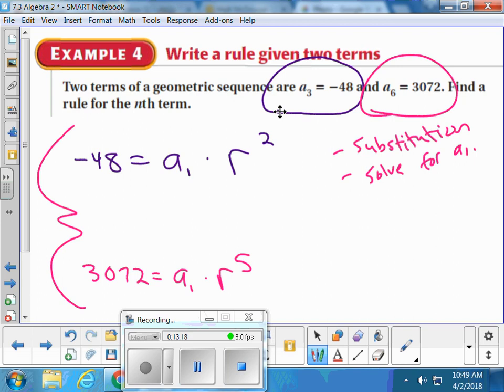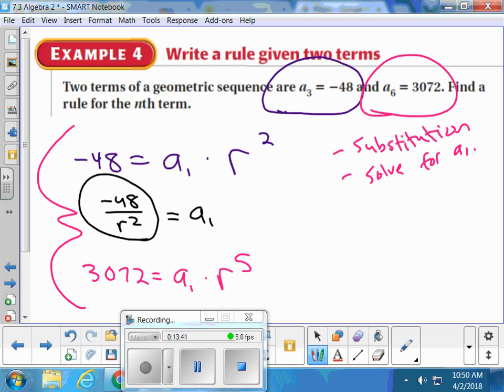If I want to solve this equation for A1, I basically need to move the R squared over. Do you know how I would move it over? I would divide it over because they are multiplying. Does that make sense? That basically lets me know that A1 is equivalent to negative 48 divided by R squared. Does that make sense so far? I don't want to lose anybody.